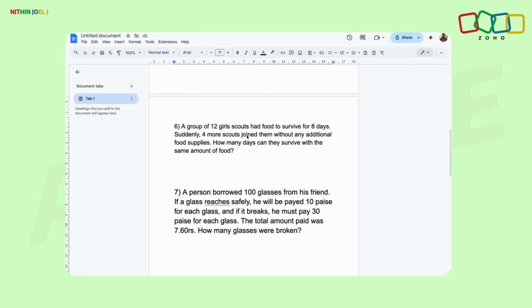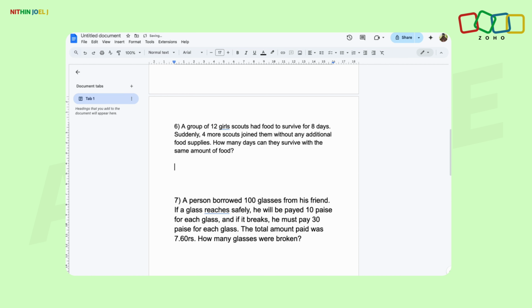Suddenly, 4 more scouts joined them without any additional food supplies. How many days can they survive with the same amount of food? So initially there were 12 girls with food. They can survive for 8 days.